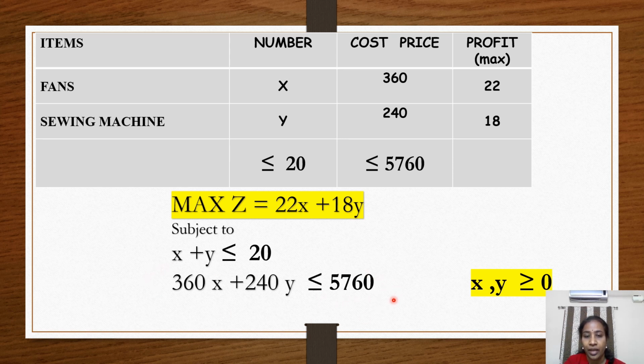I repeat this constraint. The cost price of one fan is 360 rupees. So I buy X fans. So the total cost price will be 360 into X. The cost price of each sewing machine is 240. I am going to buy Y sewing machines and the total cost price will be 240 into Y. So 360 into X plus 240 into Y is less than or equal to 5,760, and I cannot buy negative number of fans or negative number of sewing machines. Can I buy minus 15 fans? Not possible. So X and Y should be greater than or equal to 0.